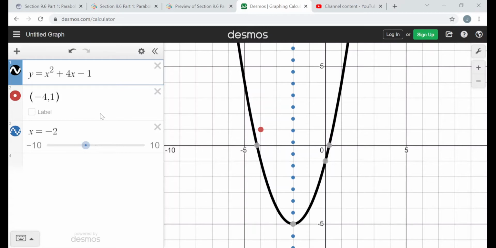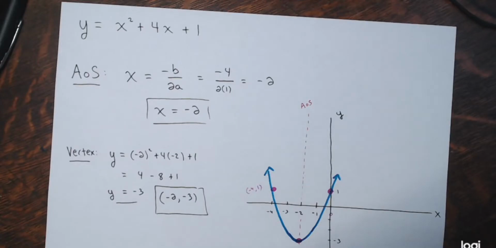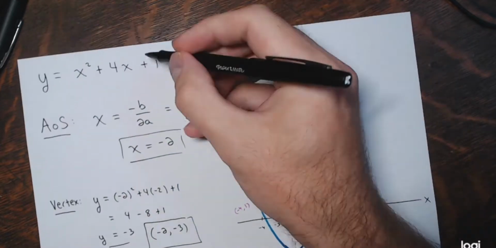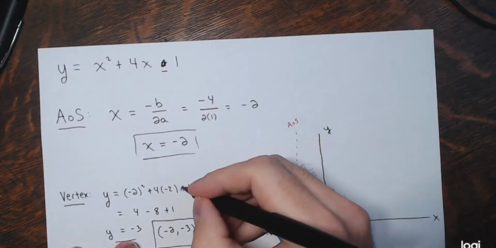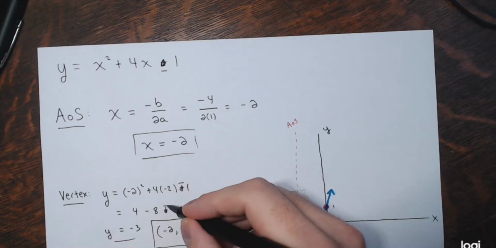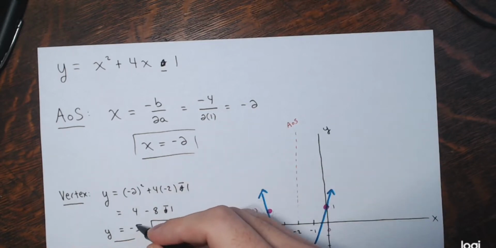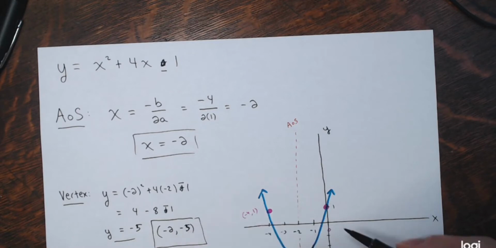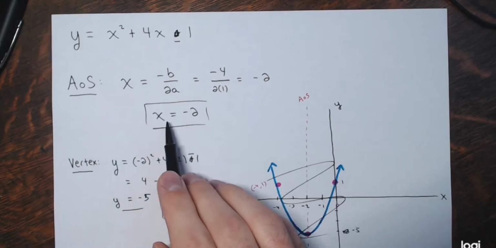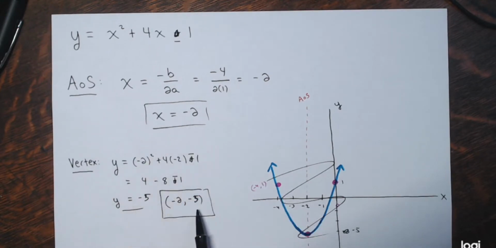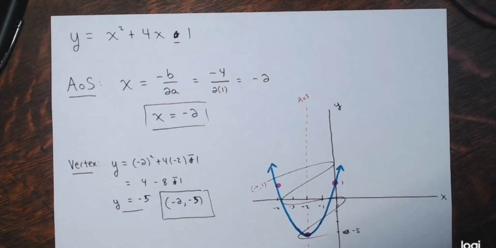Oh my goodness. Alright, so back on my paper, I am so sorry. This was supposed to be minus 1. And then this would be minus 1, minus 1. And then the output would be minus 5. And then this is all bad too. But so the axis of symmetry is x equals negative 2. And the vertex is negative 2, comma negative 5.